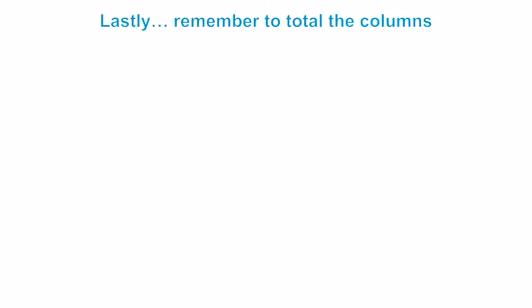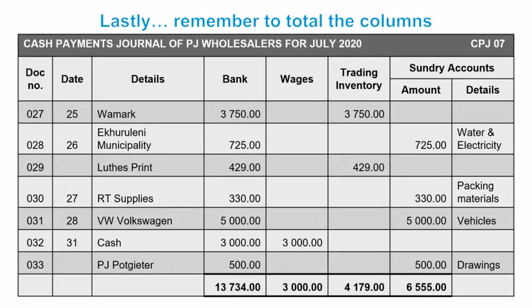And then lastly, remember to total all of the columns. Okay, so if you just total the columns, you have to total all of them. It's not like with analysis of receipts where you didn't total analysis of receipts. And very easy, there's a way that you can test yourself because every amount goes to the bank column and somewhere else. Okay, if you add all of the other columns together, so wages in this case, plus trading inventory, plus sundry accounts, it must equal the value in the bank column. If it's not equal, then you made a mistake. Then you have to quickly go back and fix your mistake.